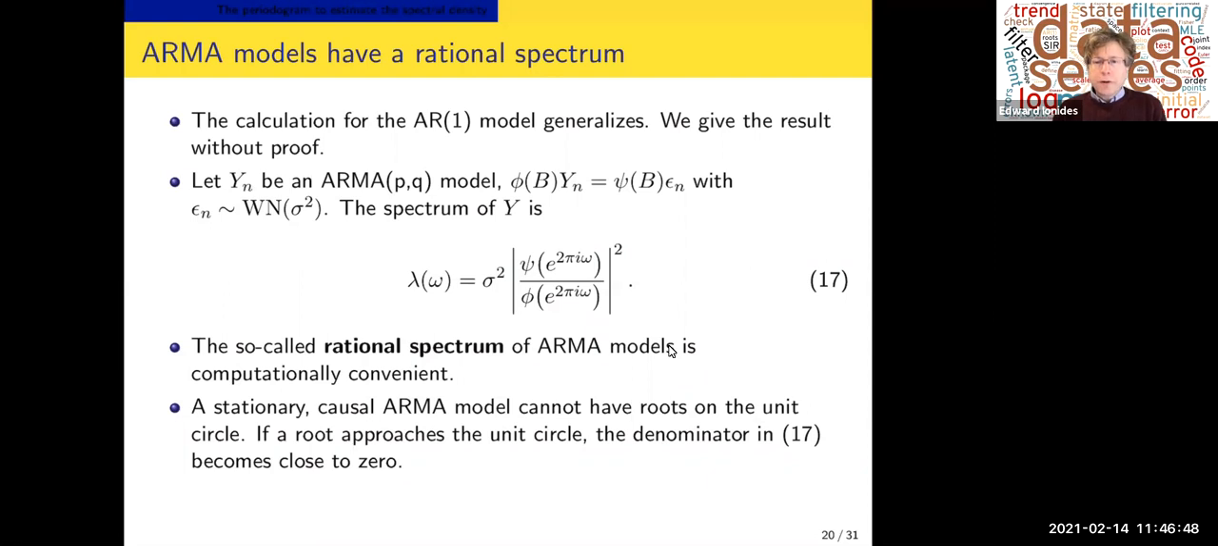One thing you can see from 17 is when you're going to have large amounts of power. You're going to have large amounts of power at a given frequency when the numerator is not 0 and the denominator gets close to 0. That's when you get close to having a root. Remember that if you have a stationary causal ARMA model, the roots are outside the unit circle, but if a root approaches the unit circle, then the denominator becomes close to 0, and so the power becomes large.